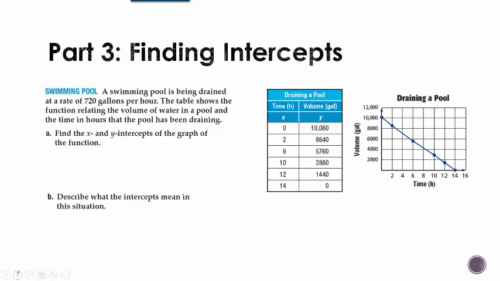So let's say we have a story. A swimming pool is being drained at a rate of 720 gallons per hour. The table shows the function relating the volume of water in the pool and the time in hours that the pool has been draining. Find the x-intercepts and the y-intercepts of the graph.